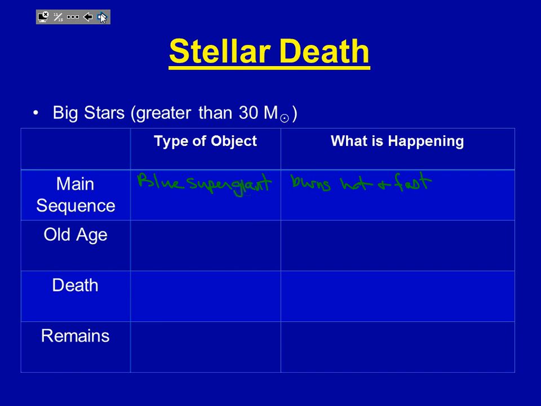Super red giant. So you'll notice it's progressing kind of like the last one, right? It expands a lot. So this is old age, right? Remember that outer shell is taking off. Again, death, supernova.